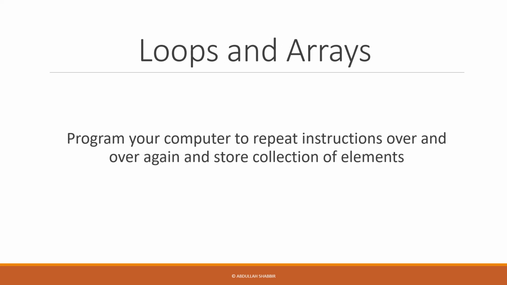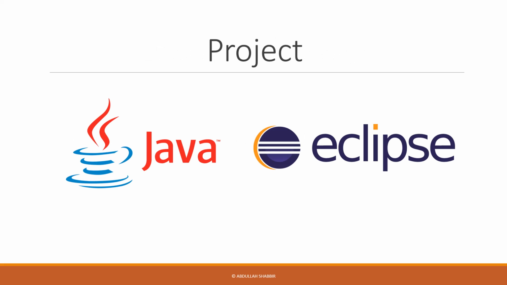And in lesson 4, you will get to write programs that can repeat instructions over and over again for billions of times if needed. And you will also be able to store a collection of elements each identified by a name and an index. In lesson 5, we'll do some hands-on practice on Java by completing some code challenges. For that, you'll need to install some tools to get started. But don't worry, I'll walk you through that step by step when we get to them.